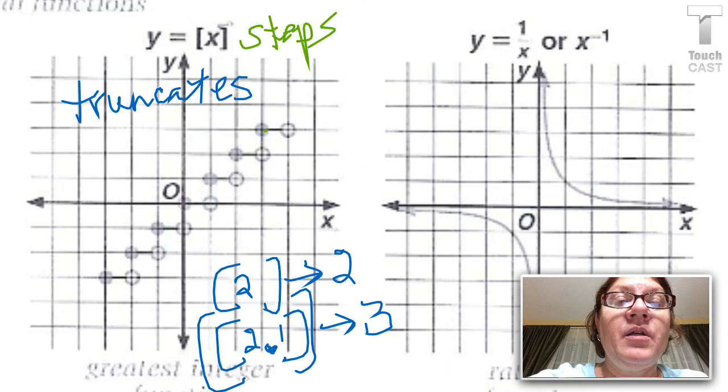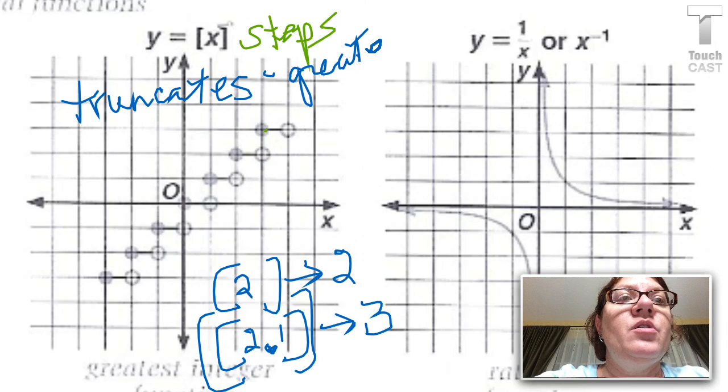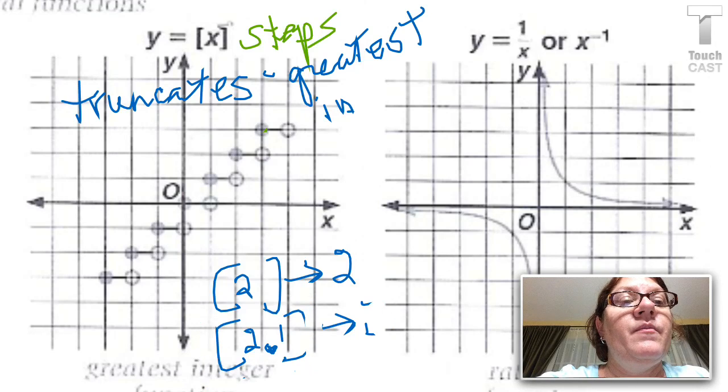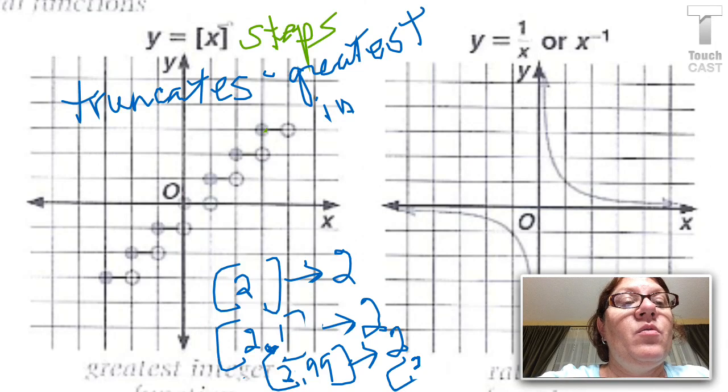Okay, sorry, I was being a nitwit for a second. This is the greatest integer function, and it does truncate because you're trying to get the greatest integer contained in the number. So if I have, in fact, it doesn't need the double bars, just kidding. If I have 2.1, the greatest integer that you can get out of that is 2. And if I have 2.99, it still goes to 2. But if I get 3.01, it now goes to 3. Okay, see you on the next video.